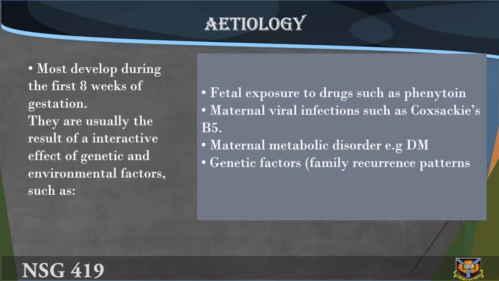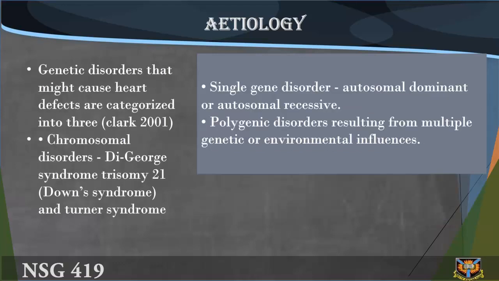Genetic disorders that may cause heart defects are categorized into 3 major groups (Clark, 2001). Chromosomal disorders including DiGeorge syndrome, trisomy 21 or Down syndrome, and Turner syndrome.